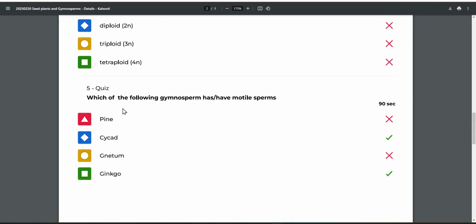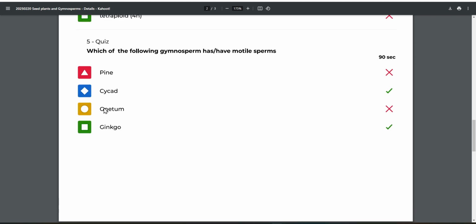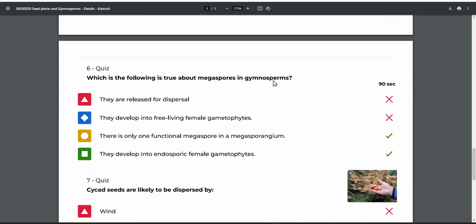All right. So, which of the following gymnosperms have motile sperm? Cycad and ginkgo. Gnetum, pine, they do not. Okay. So basically, Gnetophyta and Coniferophyta do not have motile sperm. Only Cycadophyta and Ginkgophyta have motile sperm.